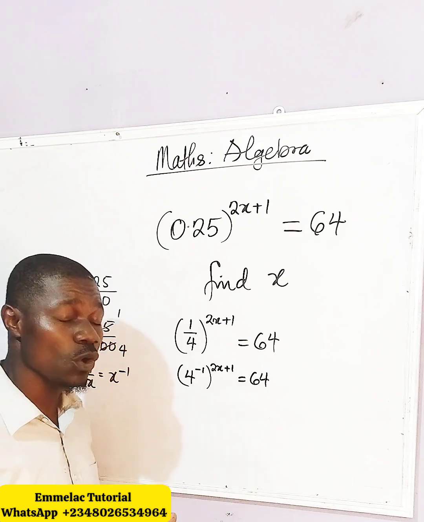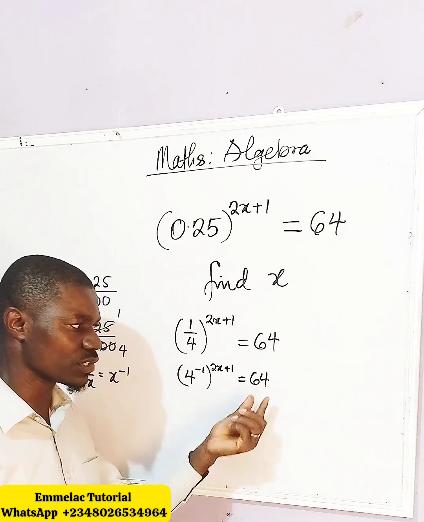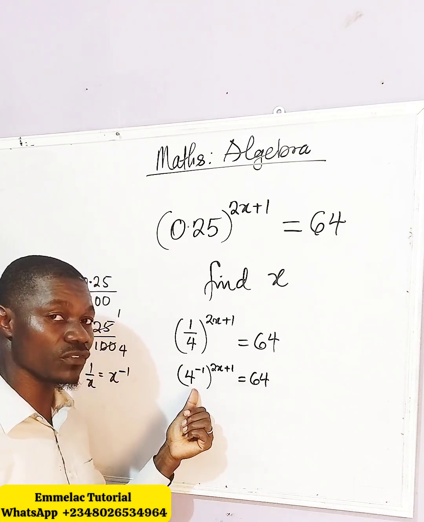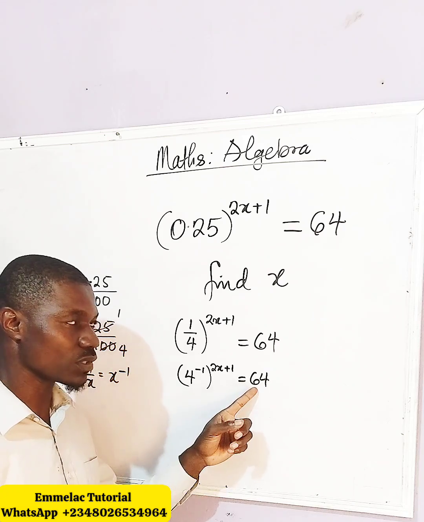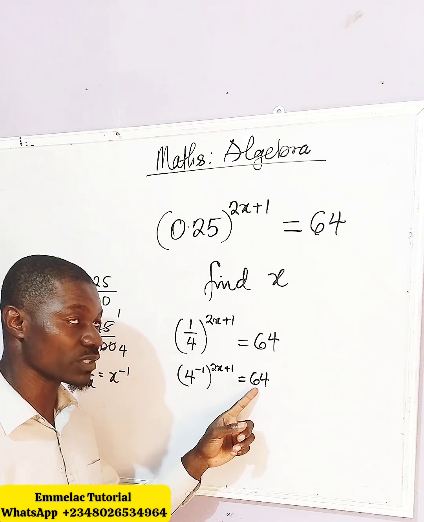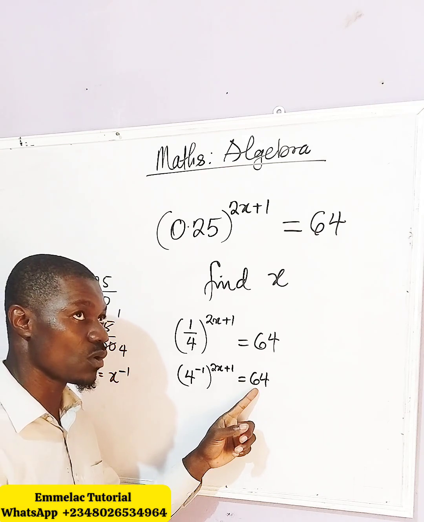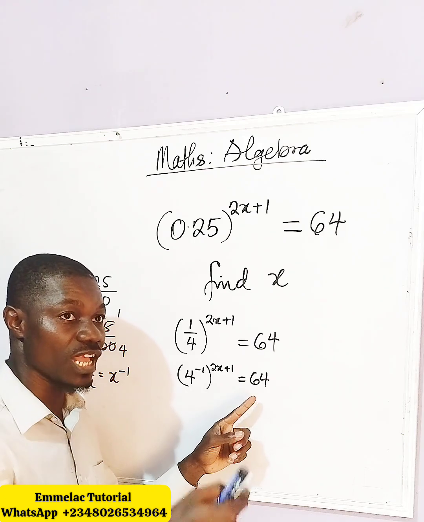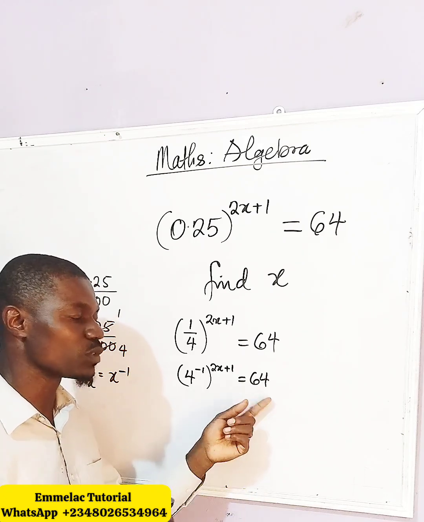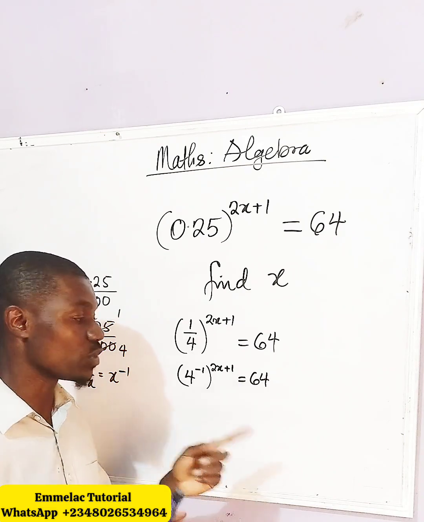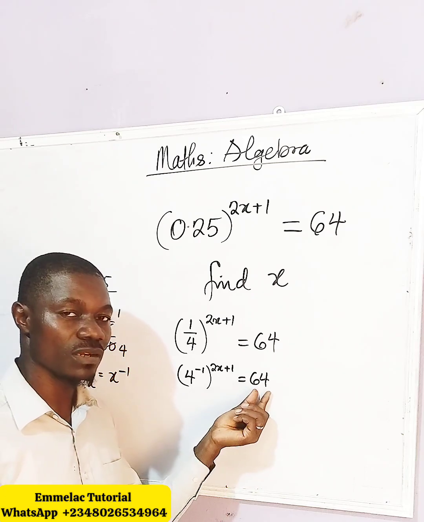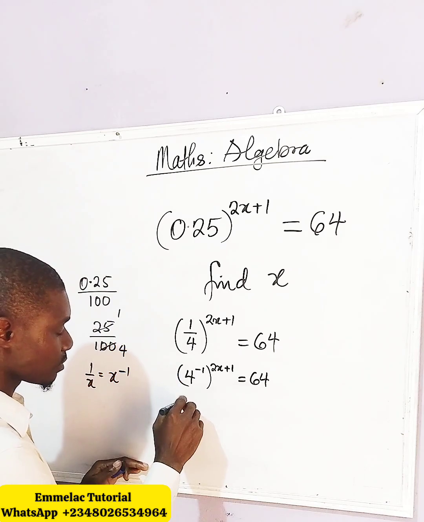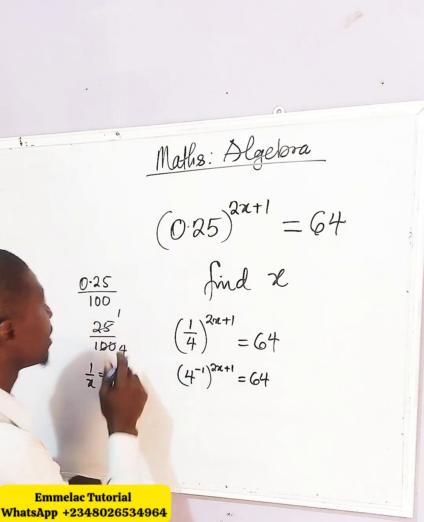Now looking at this, you get to see that here is a base of 4 and here is a base of 64. But considering 64, is there a way we can reduce it to a base of 4? Yes, because 4 times 4 is 16, times 4 will give us 64, which means 4 raised to the power of 3 will give us 64. So let us replace 64 by 4 raised to the power of 3.